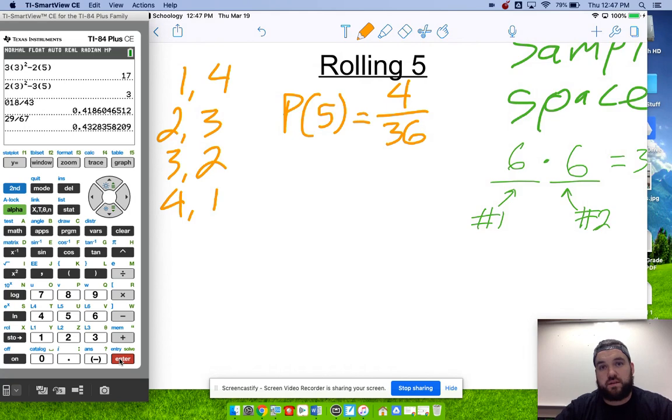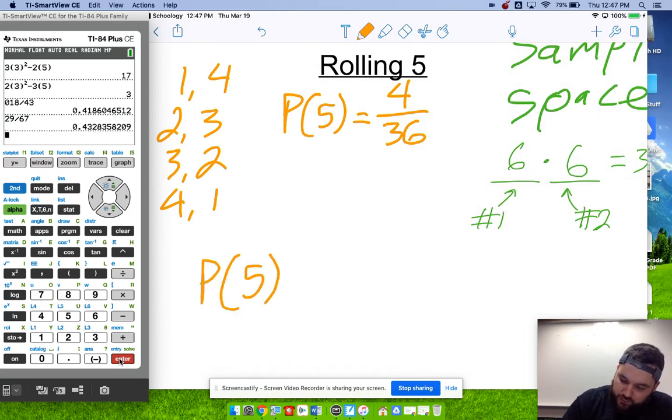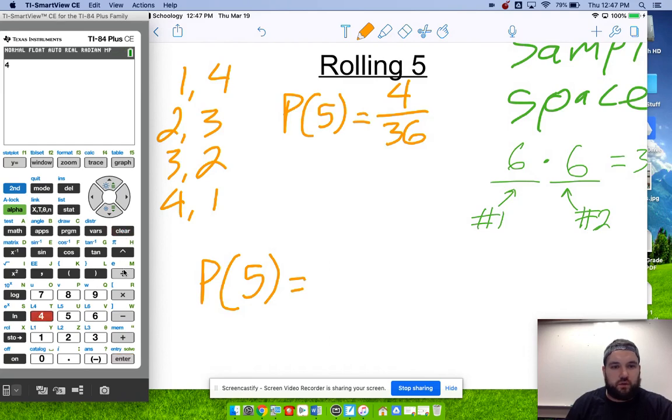4 of those ways end up in me getting a sum of 5. Well, 4 out of 36 is 1/9 because I can divide both those numbers by 4. And if you don't know this trick on the calculator, this is super helpful. You do 4 over 36, and then you just hit the math button and you hit enter twice. This will actually reduce the fraction for you.